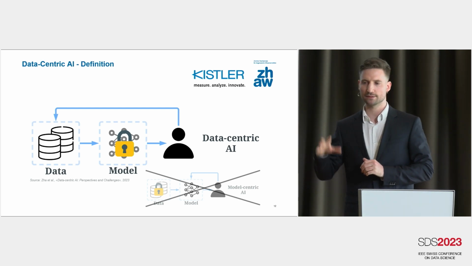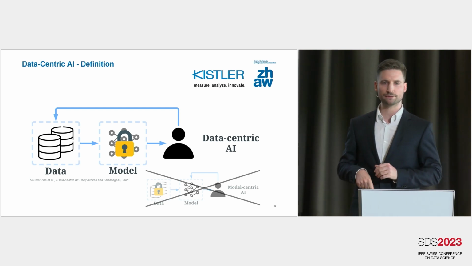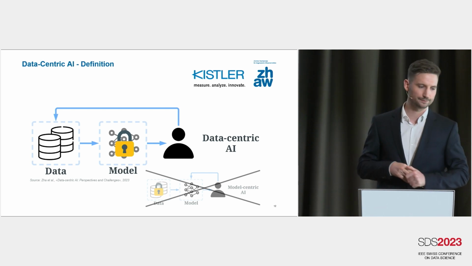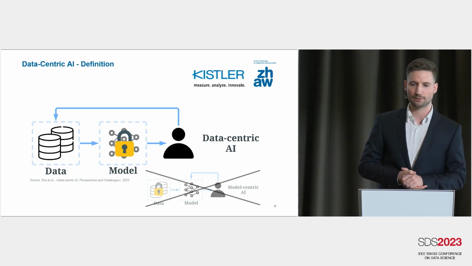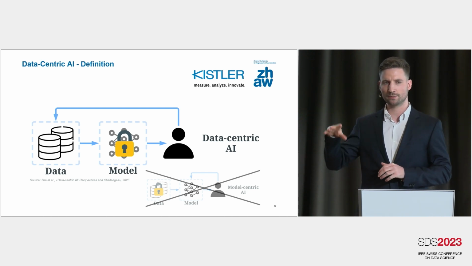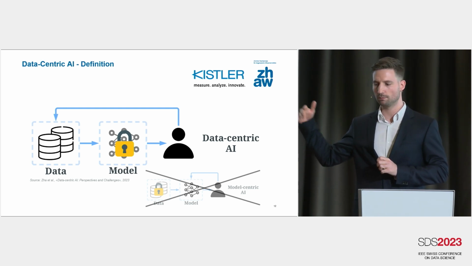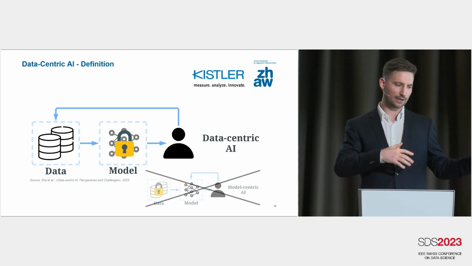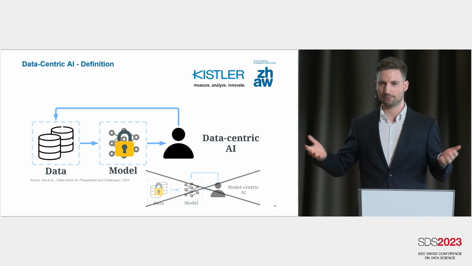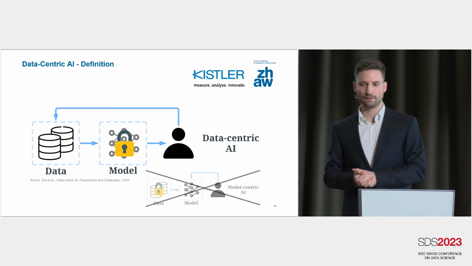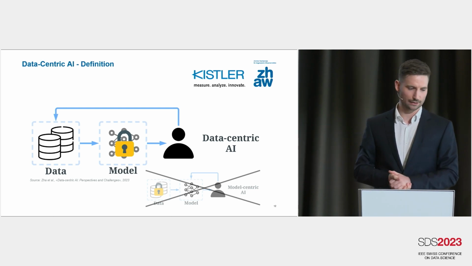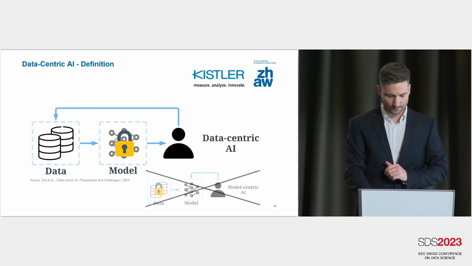So the graphic is a little bit misleading. We don't have to completely avoid model development, but we should have a reasonably good working model on which we can apply data-centric AI. Otherwise, we would just apply the data iteration on random matrices. That wouldn't make any sense.